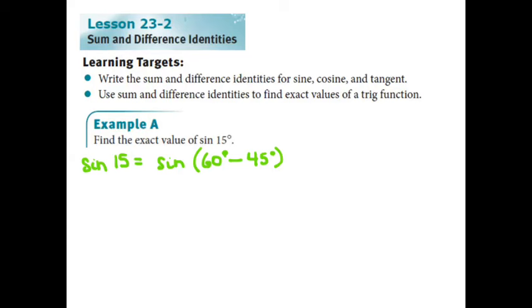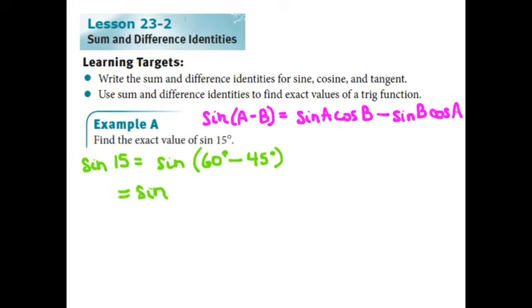So now we're going to apply our difference identity for sine. And I'm just going to go right here and remind us what that identity looks like. It's in your foldable that we made in class. Sine of A minus B is equal to sine of angle A cosine of angle B minus sine of angle B times cosine of angle A. So we're going to use that identity. The 60 degrees is going to be our A, and the 45 degrees is going to be the B.